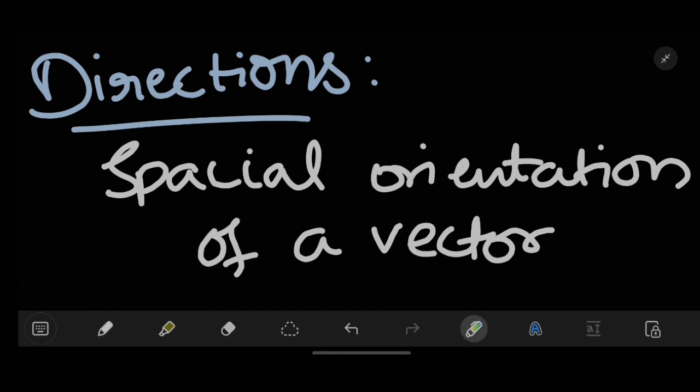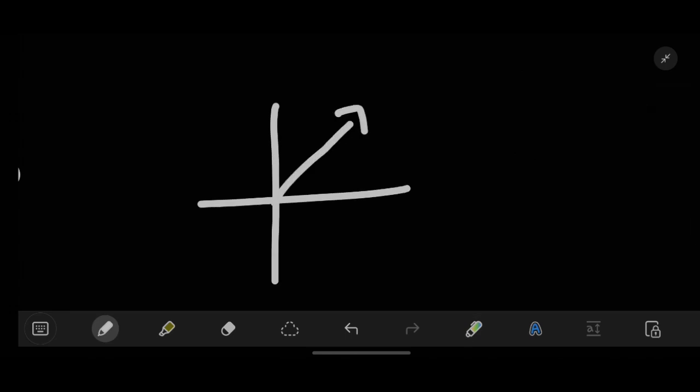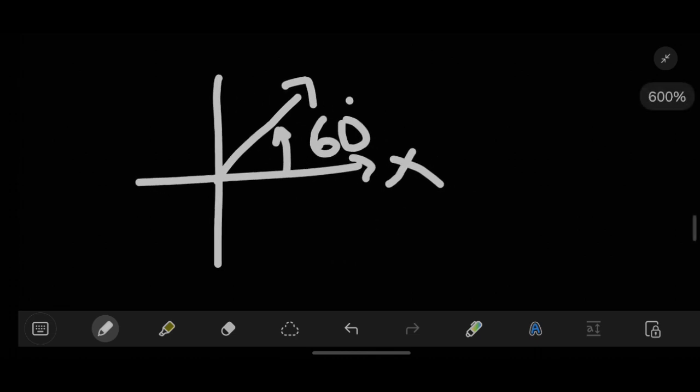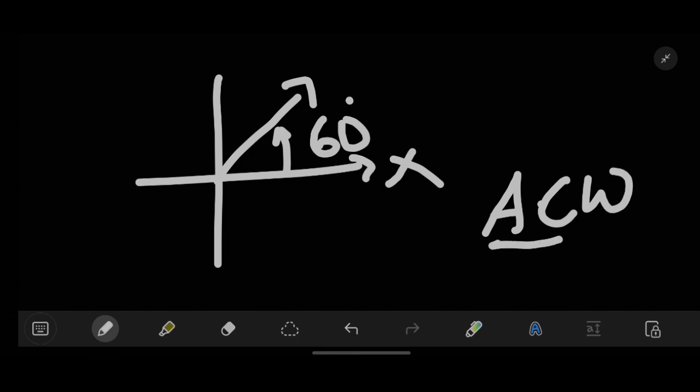Generally, if an angle is given directly without any reference, you will take it with respect to the positive x-axis in the anti-clockwise direction. I will explain it. Suppose a vector is given as 60 degrees. Then you consider that the 60 degrees is with respect to the x-axis, and it is taken anti-clockwise. Remember, generally all angles are taken in the anti-clockwise direction.